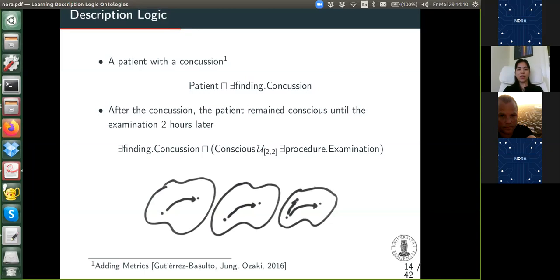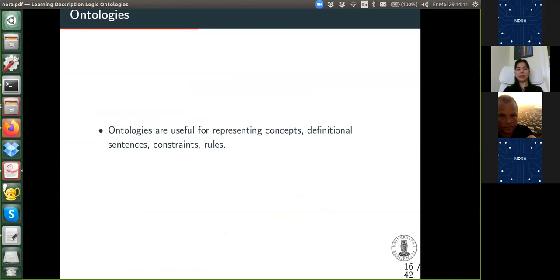One can also give more precise information about when it happens. For instance, after the concussion, the patient remained conscious until the examination 2 hours later. So these are metrics that one can also represent. I have studied this with colleagues in a previous work where we added these metric constraints. And one can also have some kind of imprecise knowledge that can be represented, to say that this happened from 1 to 2 hours later. So there are many useful concepts, definitions of sentences, constraints, and rules that can be represented.